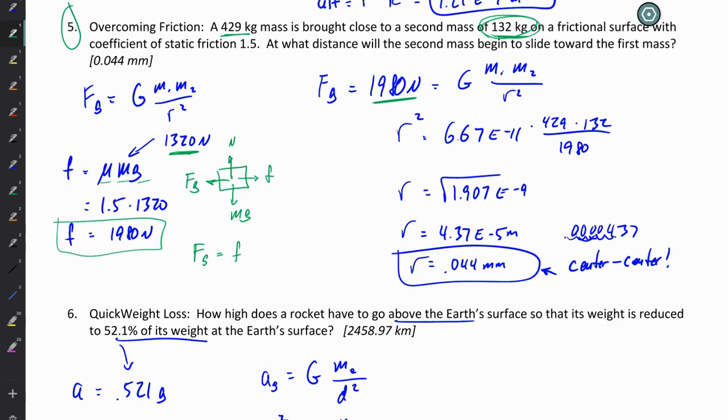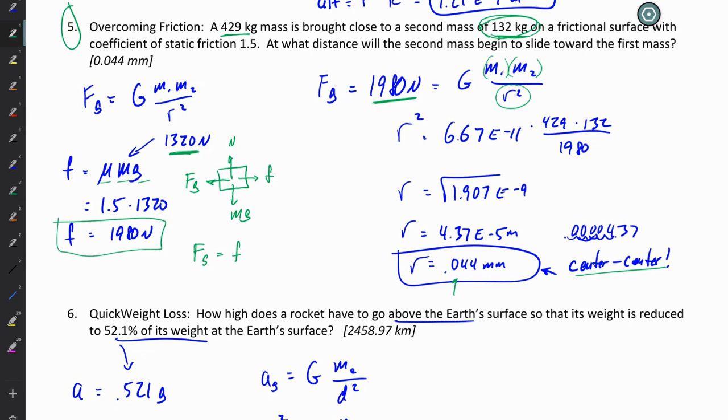So we put the two masses into our system and solve for the distance between them. Turns out that the distance between them will be a little bit more than 4/100ths of a millimeter. And that's the center to center distance. Well, the problem with that is that the objects themselves are going to be far larger than that.